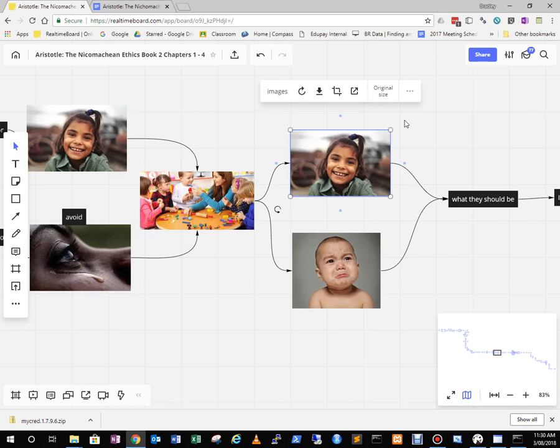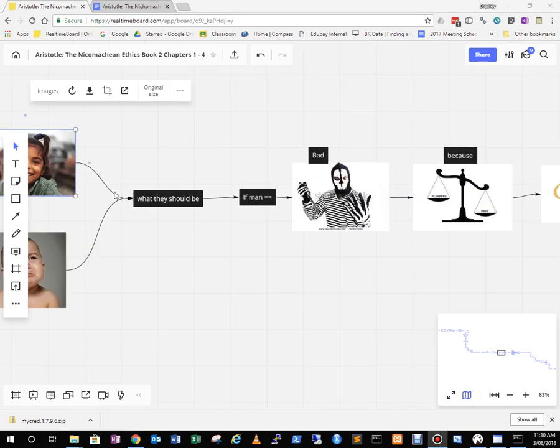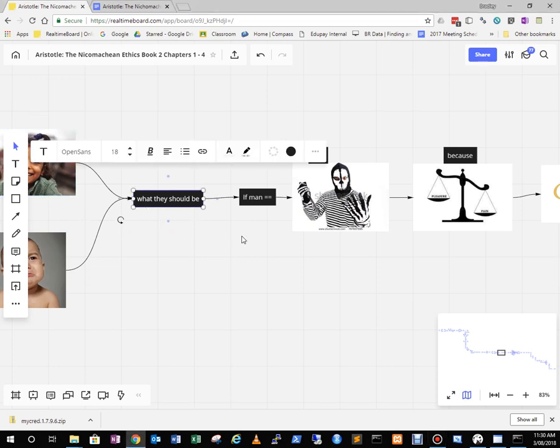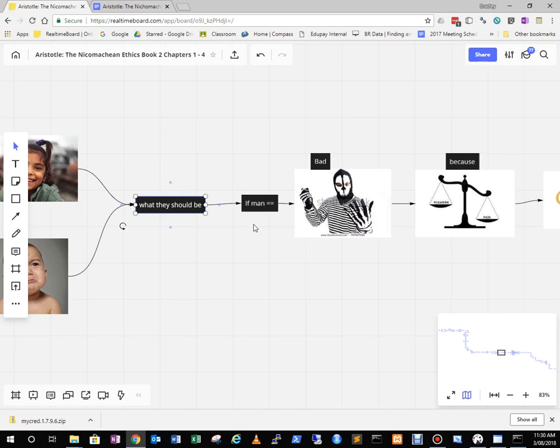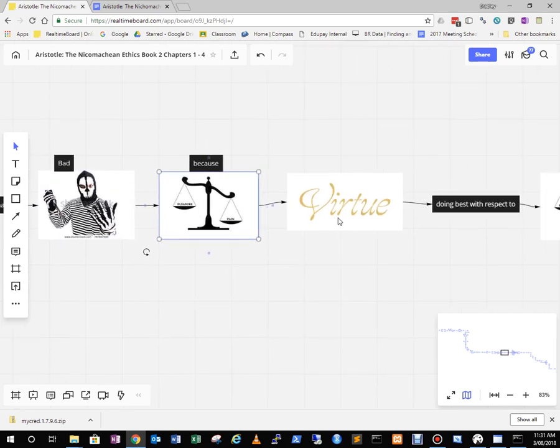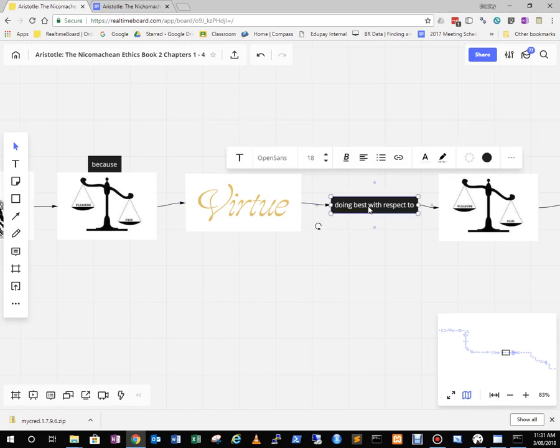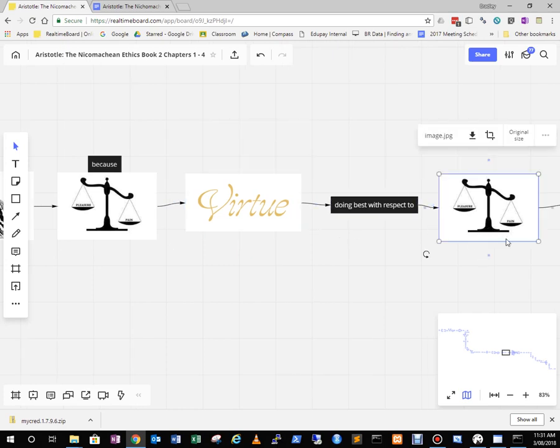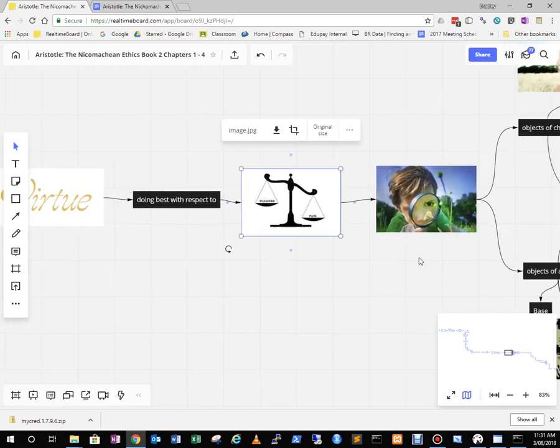Okay? Take a note. So therefore he goes on to say, look, if what makes a man bad is the way that he responds to pleasure and pain, then virtue must be doing what is right with respect to pleasure and pain. Okay? Take a note.